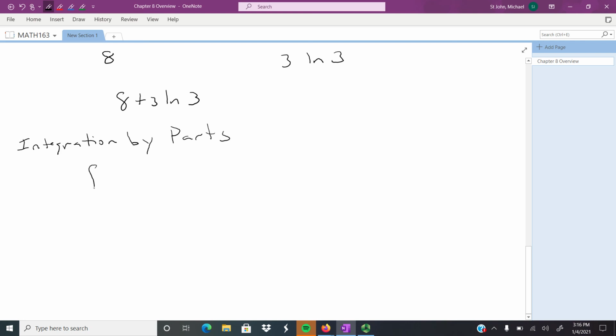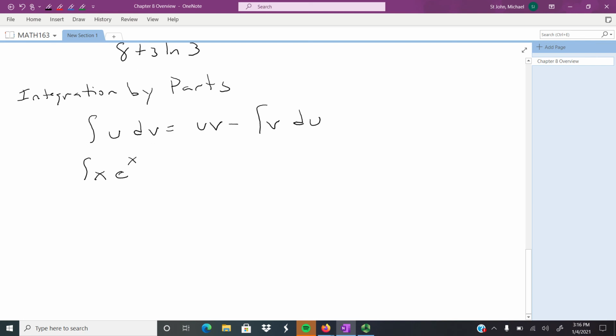So integration by parts, you have u dv is going to be u times v minus the integral of v du. So let's do an example here first. x e to the x. So Billy, you need to figure out what is the u and what's the v. And Billy, you want the u to be that thing that's going to give you the easiest derivative. So u is going to be x, and then the derivative of that is just going to be 1.